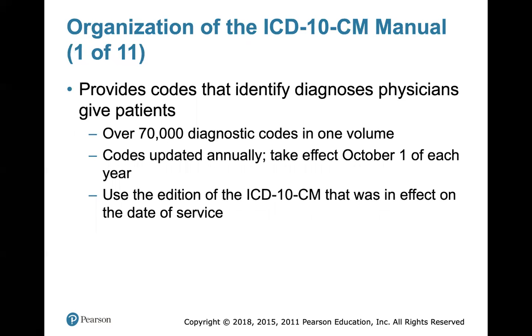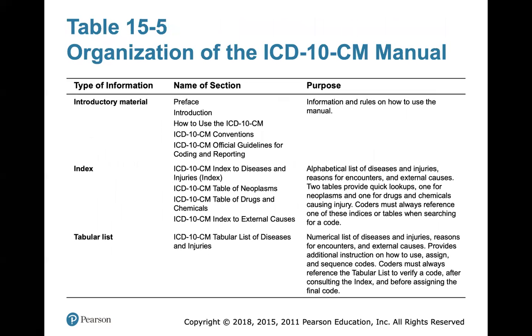So the organization of the ICD-10 manual provides codes to identify diagnoses physicians give to patients. So the physician has to tell you what the patient's diagnosis is for it to be coded. Like I said, there's over 70,000. They're updated annually and take effect October 1st of each year. Use the edition of the ICD-10 that was in effect on the date of service. So these are the sections in the ICD-10 manual and the type of information.